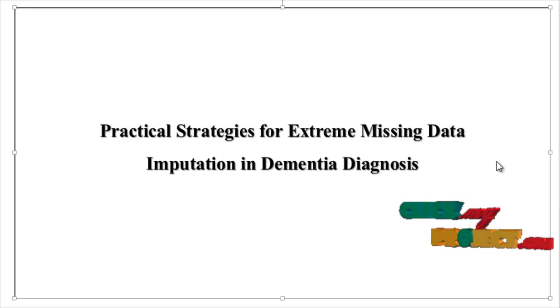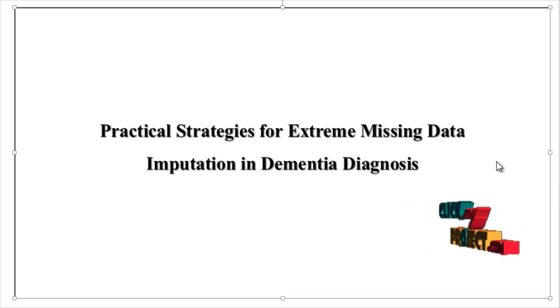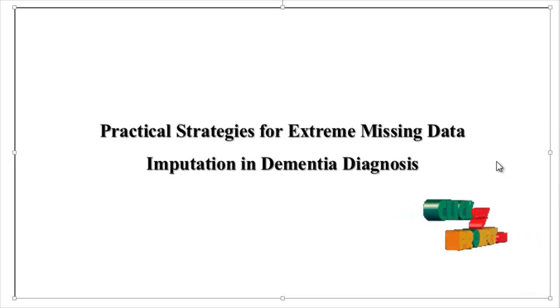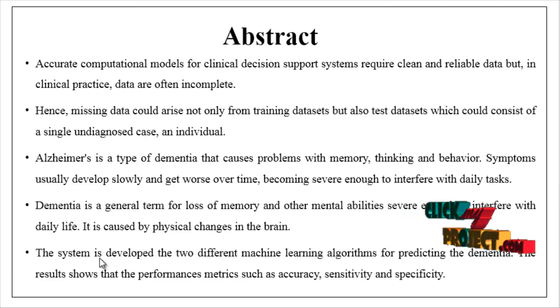We are going to see practical strategies for extreme missing data imputation in dementia diagnosis. Now we are going to see the overview of our project, that is the abstract. The main objective of our project is to remove the missing data from our dataset and to predict dementia based on symptoms using different machine learning algorithms.